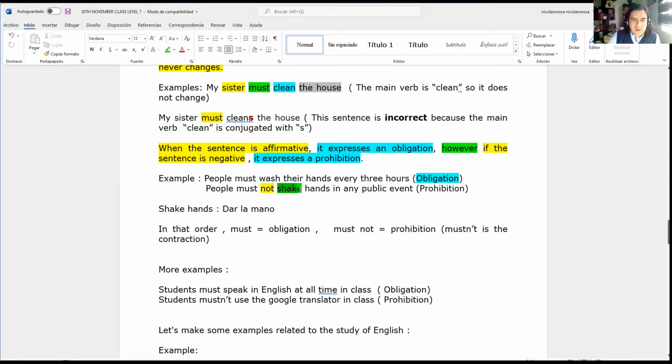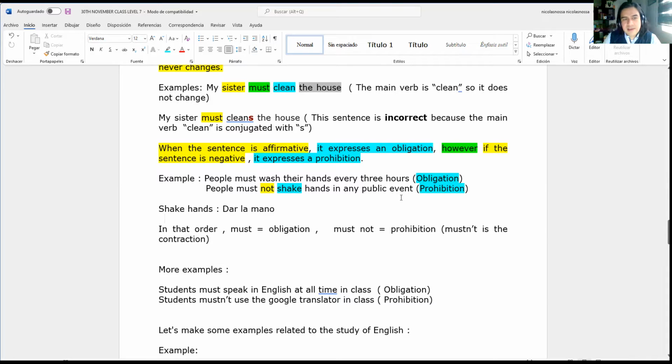Blue. Para que mantengamos los colores. People must not shake hands in any public event. Now it's a prohibition. Ahora se convierte en prohibición porque estoy negando automáticamente. ¿Qué quiere decir eso? La gente no debe dar la mano en ningún evento público. Prohibición automáticamente. Cuando se niega es a prohibition. When it's affirmative, it's an obligation.